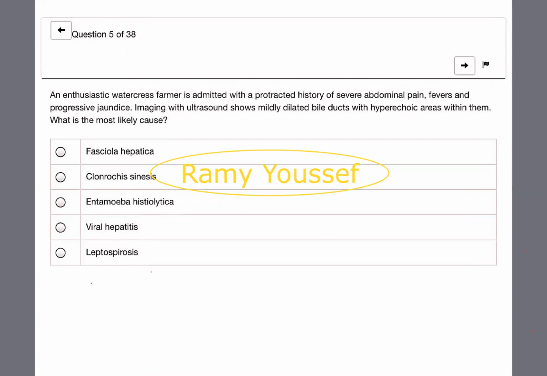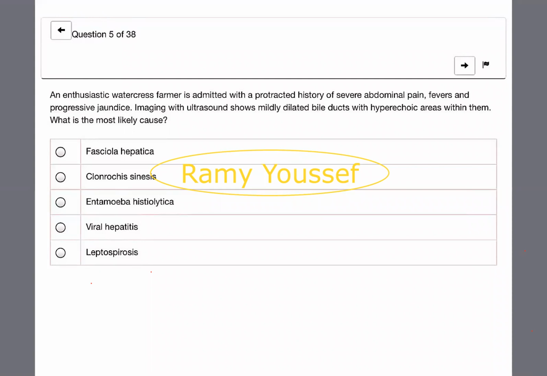Actually, I can guess two, Fasciola hepatica or Entamoeba histolytica, maybe. Entamoeba histolytica would block and be hyperechoic inside the dilated bile ducts. No, it's far; it is in the GIT.